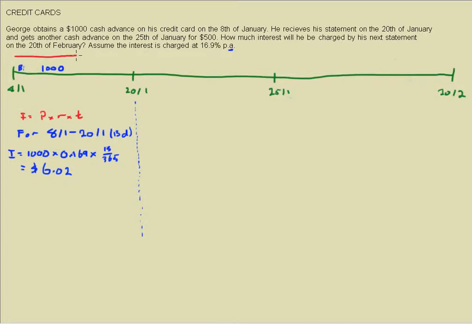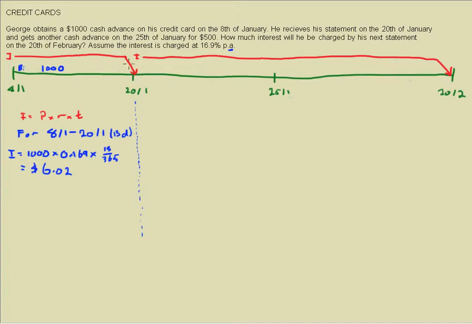Our interest, whatever is calculated over this region, is applied on the statement date. So it gets applied here. This is our interest. And similarly, the next statement date, so the interest that is calculated over these areas, gets applied on the statement date, so down here. So that's useful when considering what's going on.